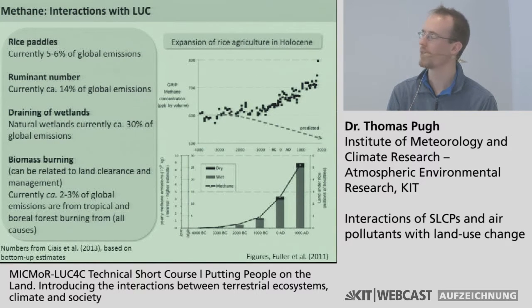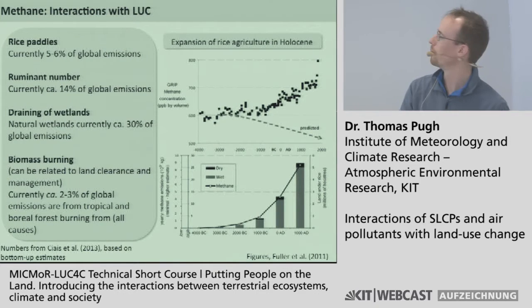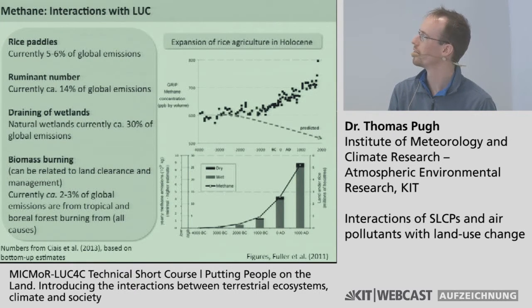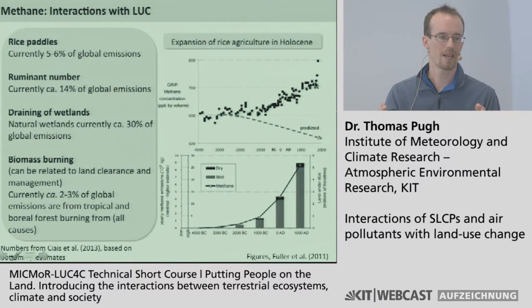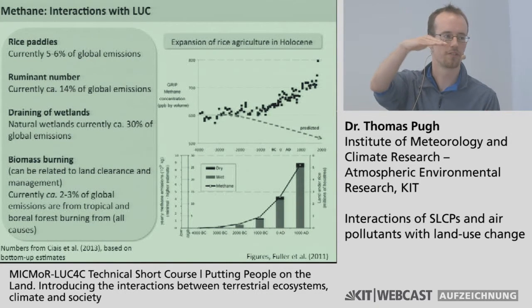So there are ways in which land use change interacts with methane, and I picked out just one example here on the right, which is a paper about the expansion of rice agriculture in the Holocene. And what they're showing here is the increase of methane concentration from about 6,000 years ago, from 600 parts per billion up to just over 700. And what was actually expected was that the methane concentration would decrease.